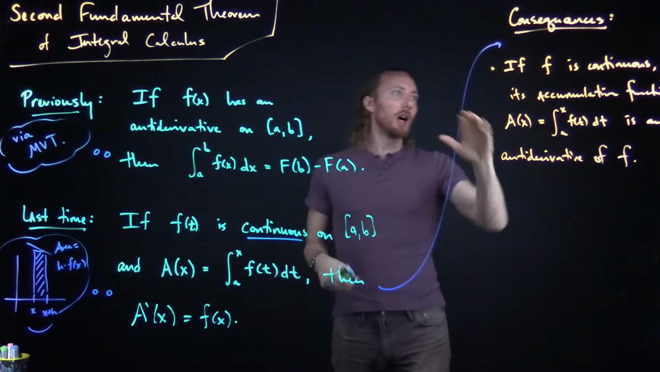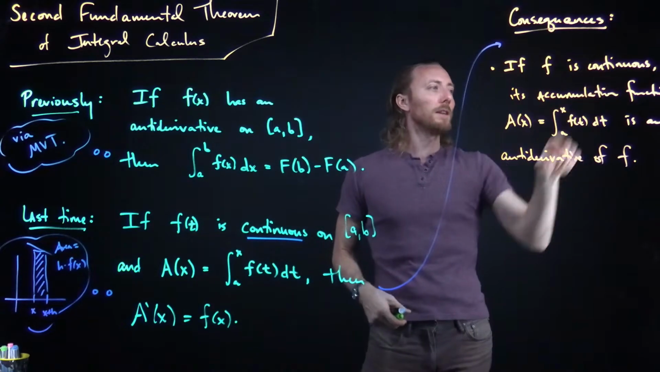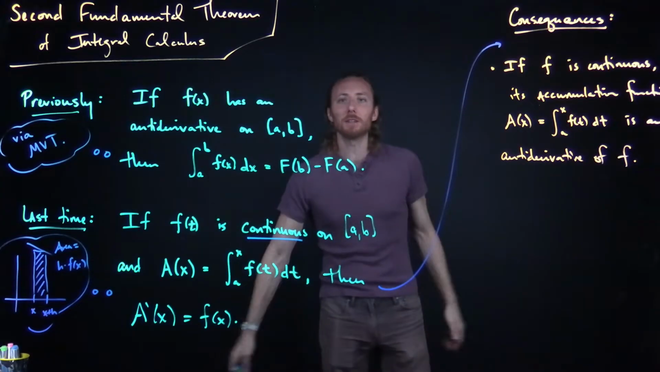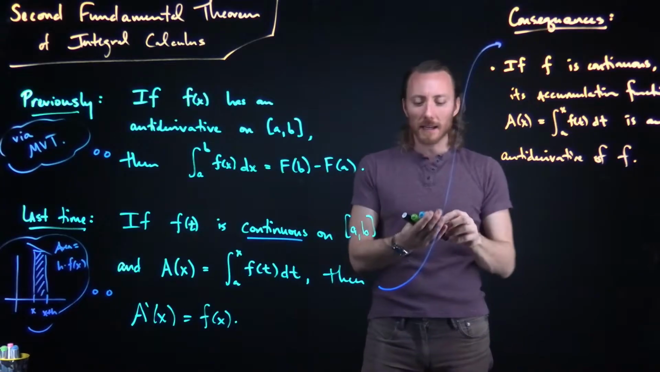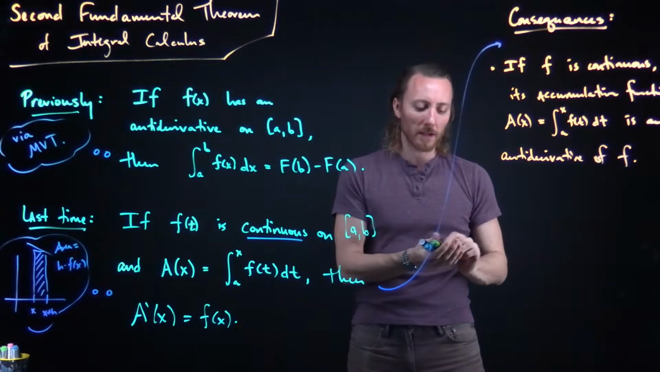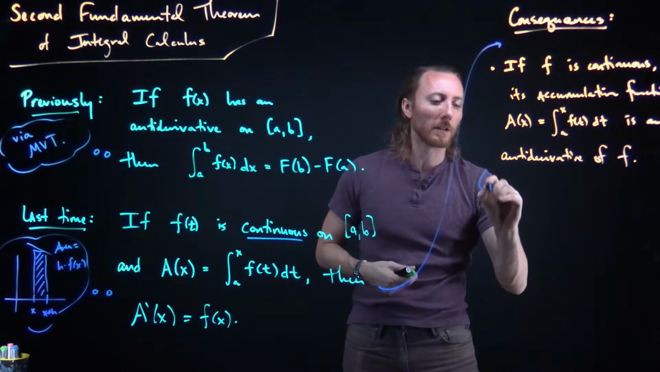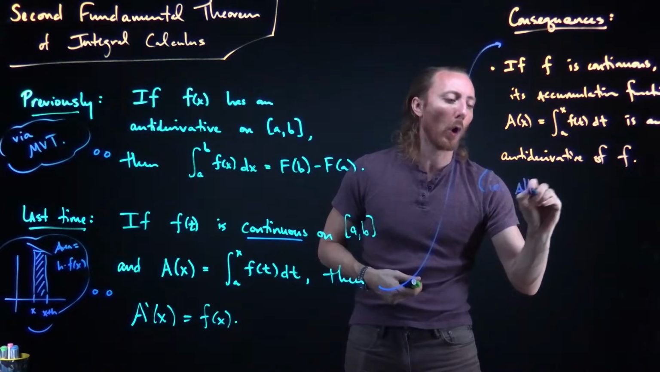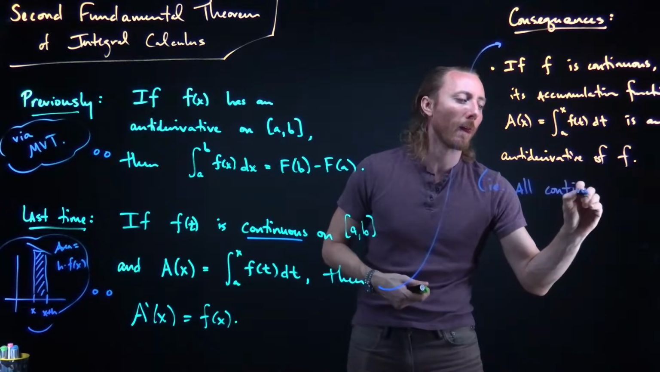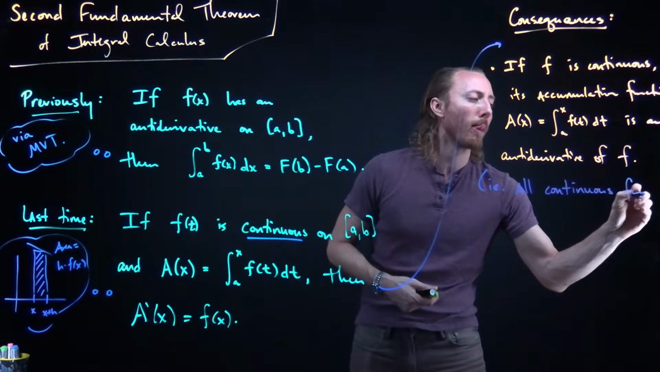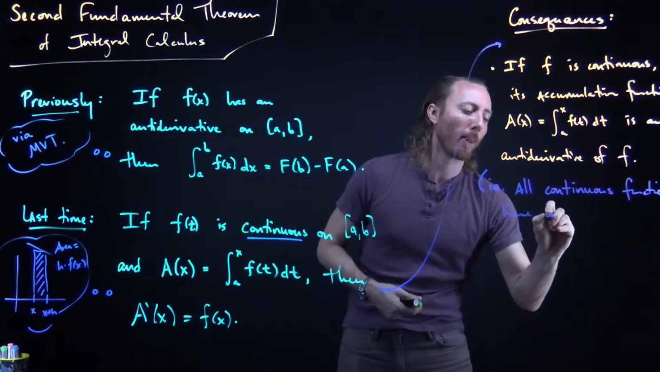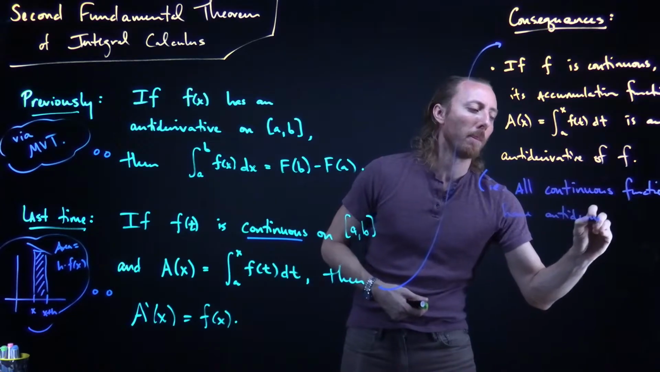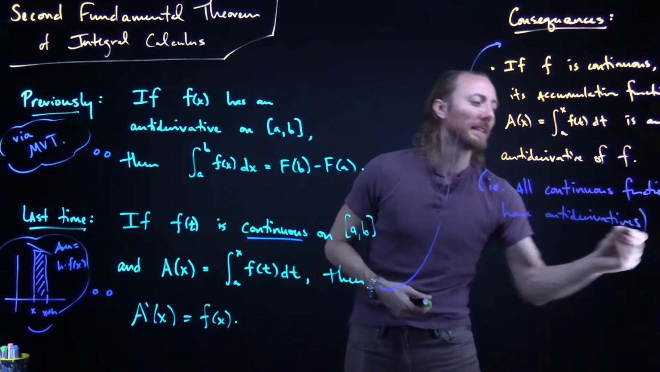What's kind of beautiful about this idea is that the only assumption we have is that f is continuous. Assuming you have a continuous function, then you have an antiderivative via the accumulation function. So what this is saying, in other words, let me write it in this form: all continuous functions have antiderivatives. And that is a non-trivial idea, right?